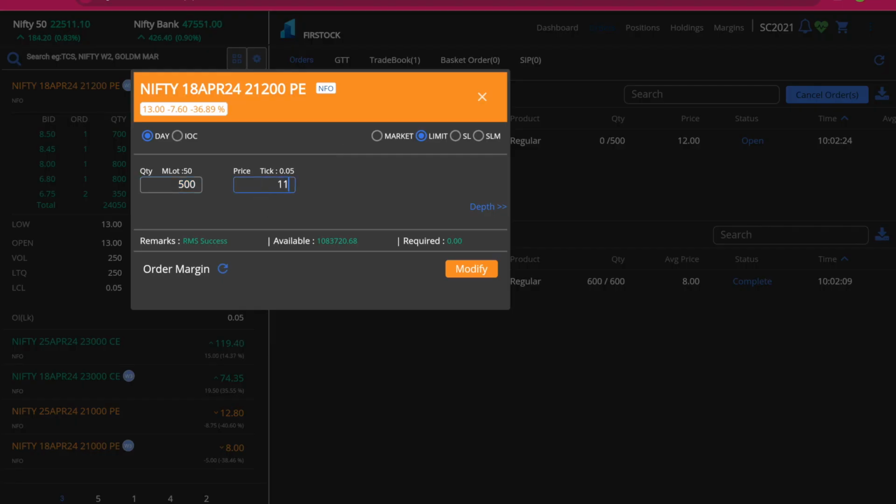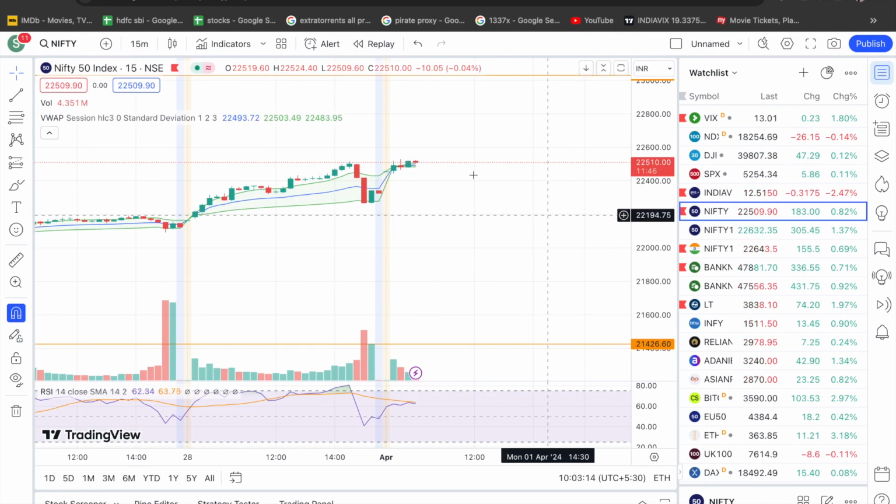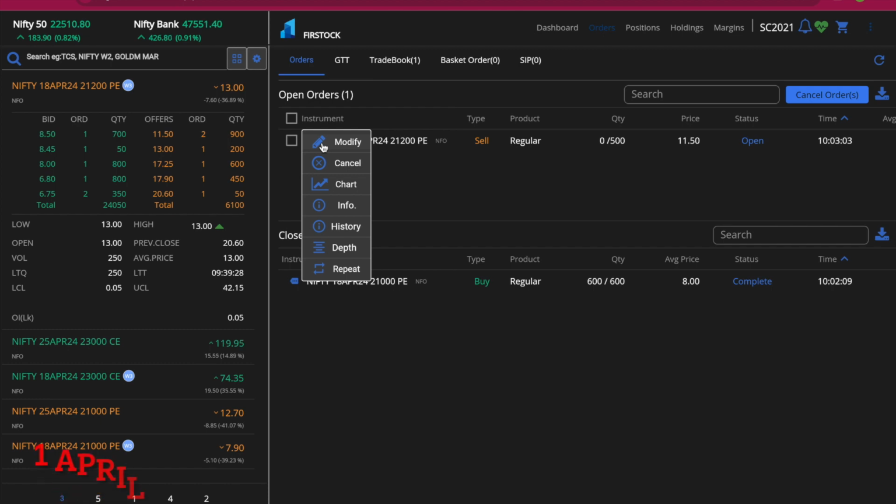So we'll have to come to 11.5. Let's check this out. Okay, so the buyer is having 700 quantity. And the India VIX is going down, unfortunately. Even at 11.5, it's not getting triggered.